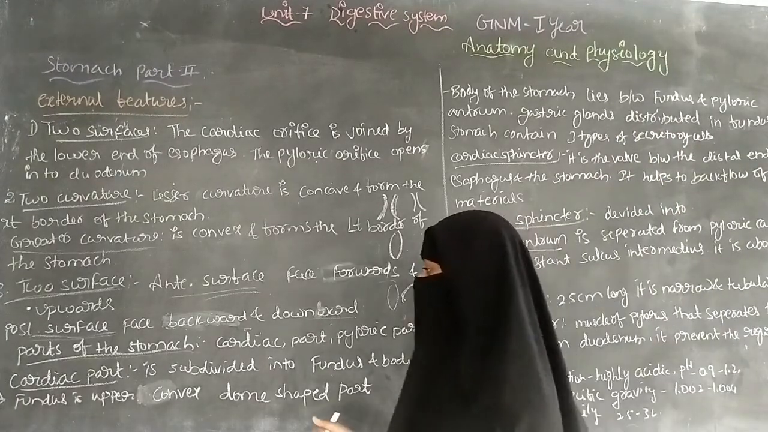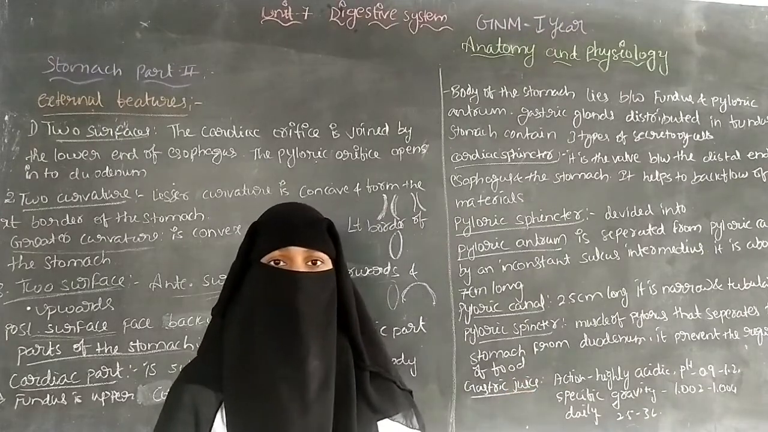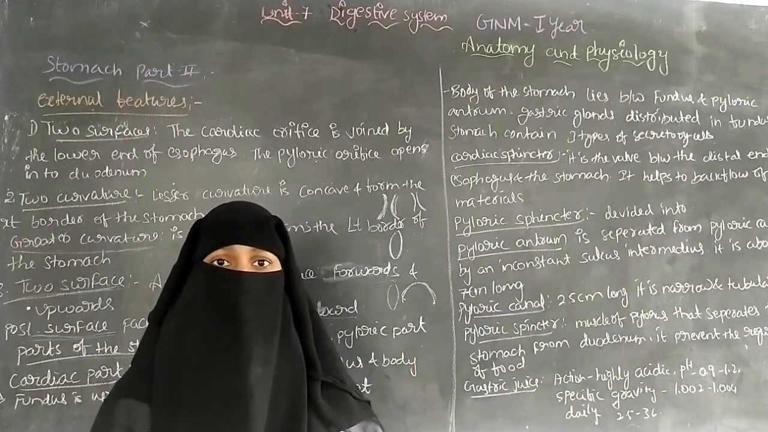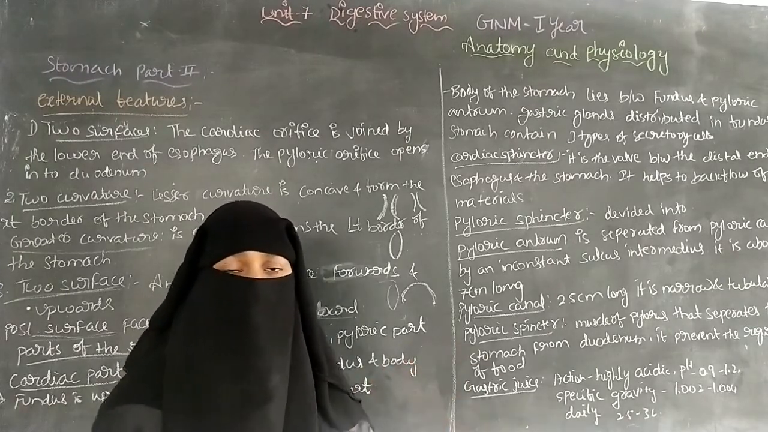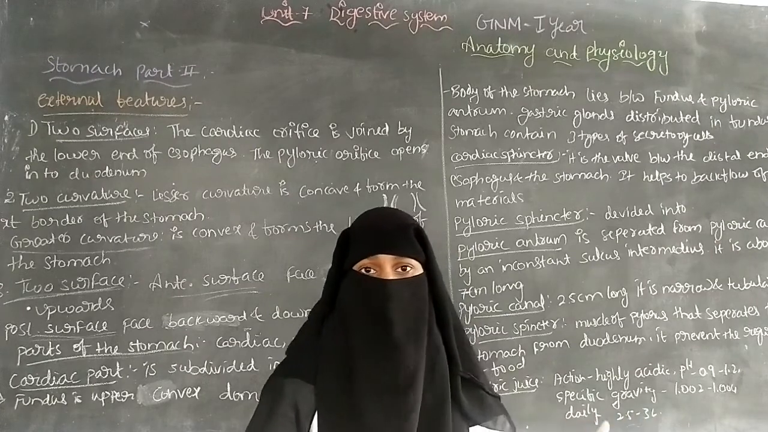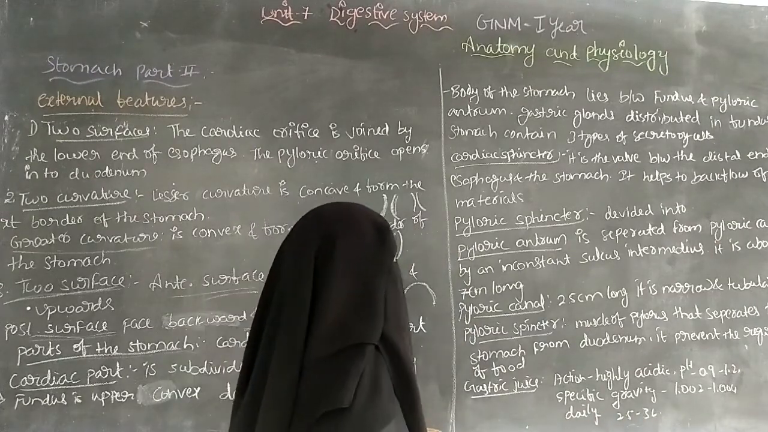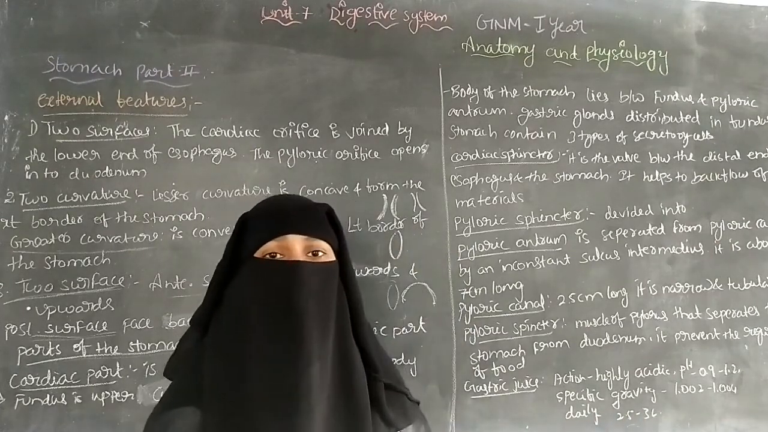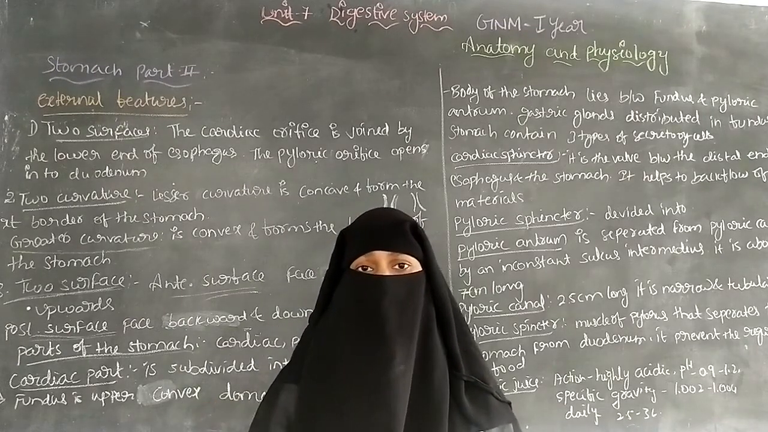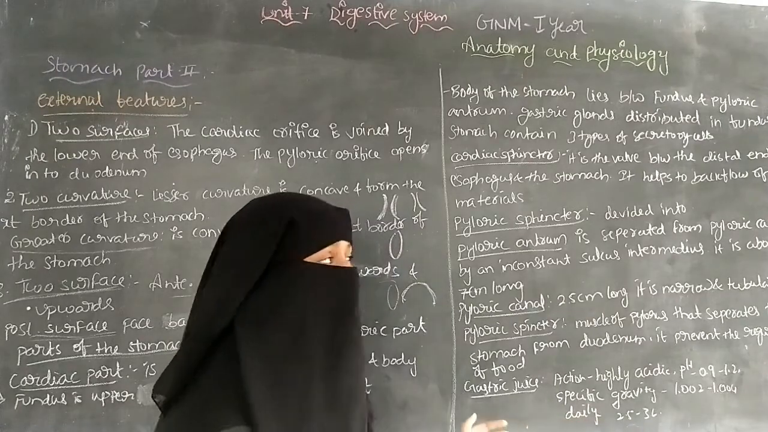The upper part of the stomach is called the fundus, and the body of the stomach is situated between the fundus and the pyloric antrum. The next one is the pyloric antrum, at the end of the stomach. The distal part of the stomach is called the pyloric antrum.